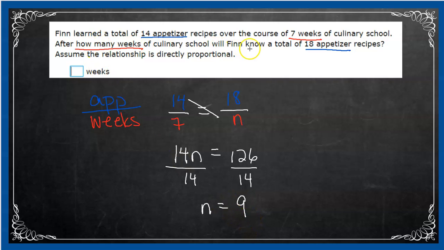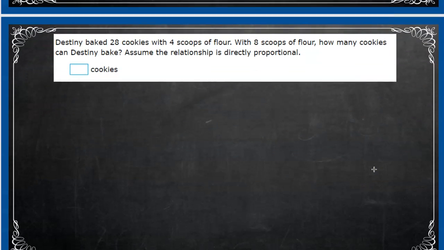How many weeks of culinary school will it take for him to know 18 appetizer recipes? So that was 9 weeks. So 14 to 7 is the same as 18 to 9. Yeah, that makes sense. 7 is half of 14. 9 is half of 18. So that makes sense. All right, let's look at another one.